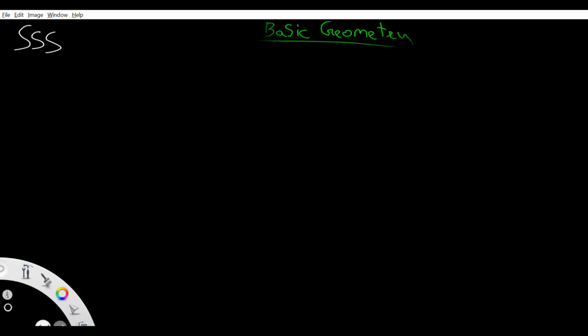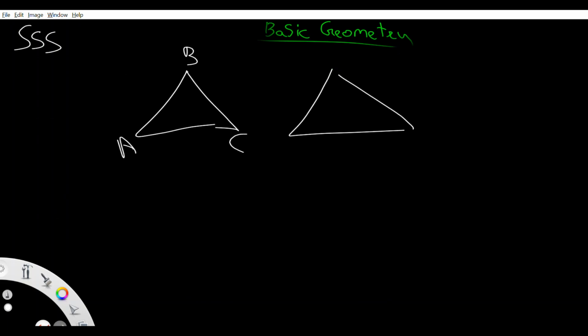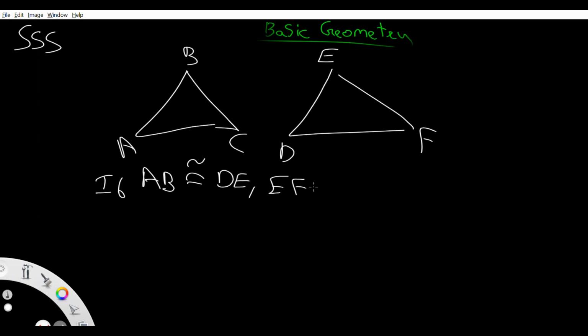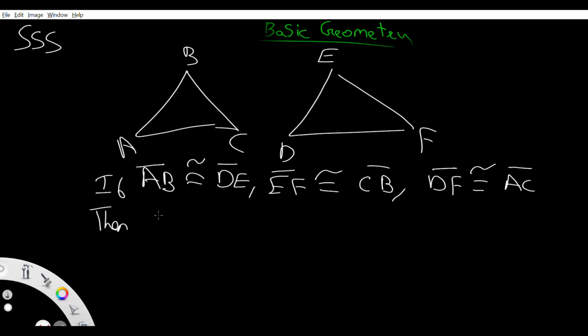Now the first thing we look at is side, side, side. So what does this mean? It means that if you have two triangles, let's say ABC and DEF, then if AB is congruent to DE, and EF is congruent to CB, and if DF is congruent to AC, then we prove that these two triangles are congruent.